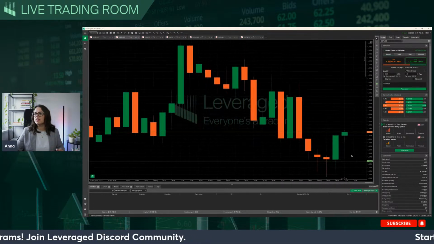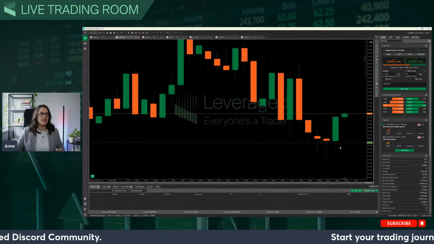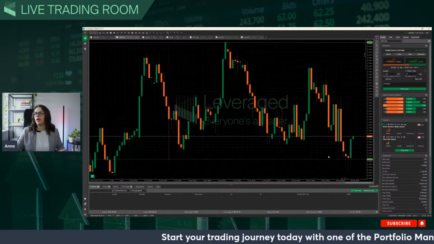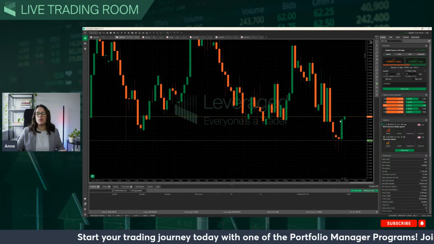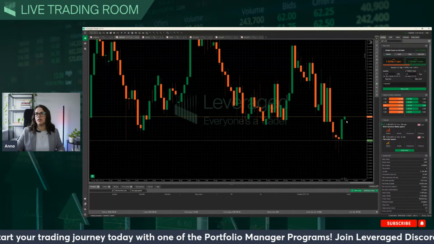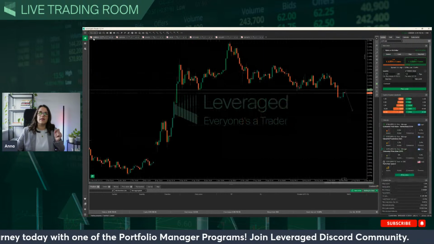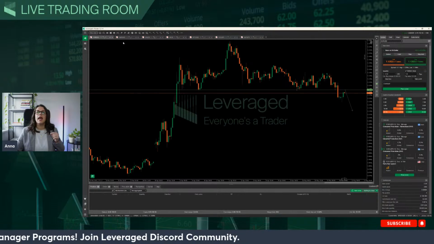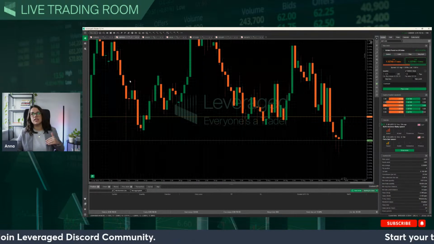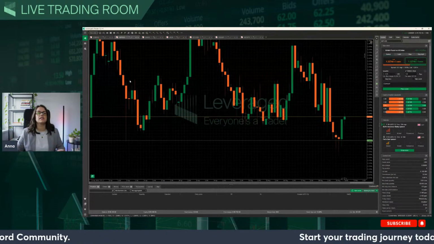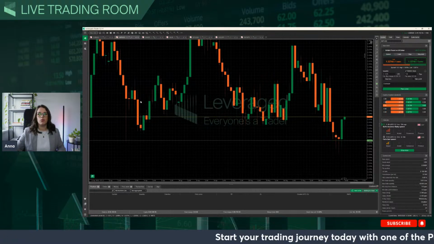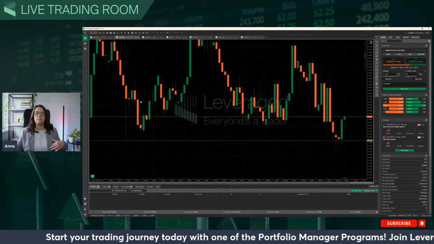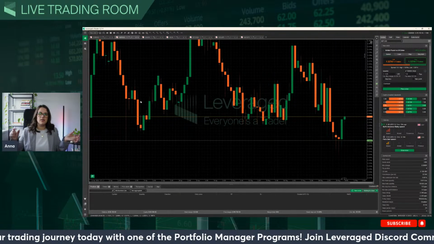If I really, really zoom in, you can see that this line was never broken. It just wicked above it. So technically we did not get a break, and what price did is it just moved higher and went bullish from here. Whereas if we look at the Euro USD, you can see that the support area was actually broken. And why do I jump from EU to GU? Because they normally move the same way. So if EU is going down, the GU most likely will, because one thing is Euro USD, GU USD, right?